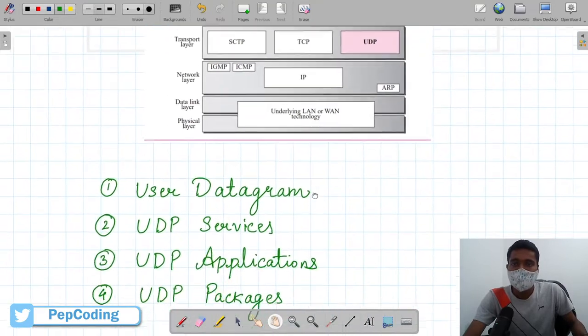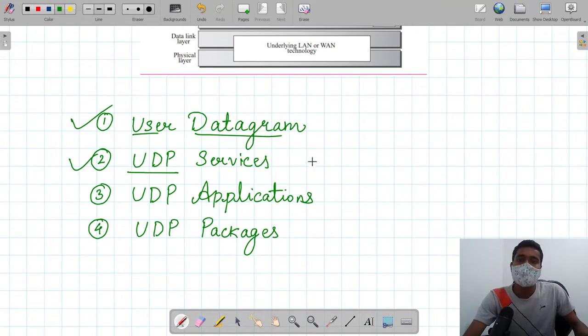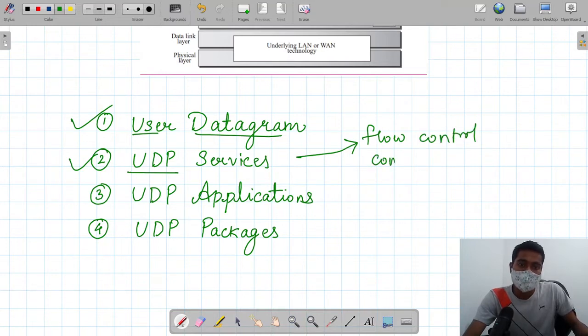Now, in this chapter, we are going to study these four contents. First, we are going to study some introductory part of UDP, and after that, what a user datagram is. After that, we are going to study UDP services, like which services UDP provides us, like flow control, congestion control, and error control. About all these factors we are going to study in this module.